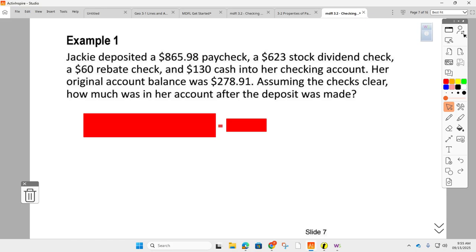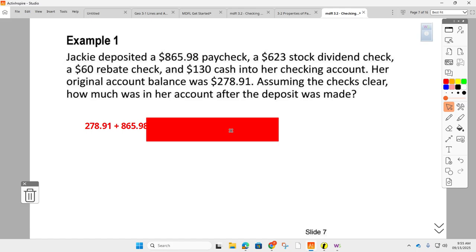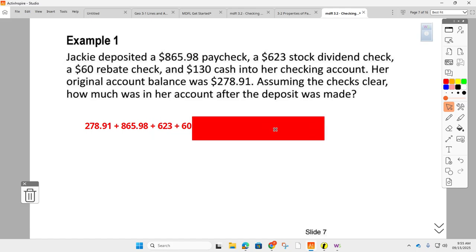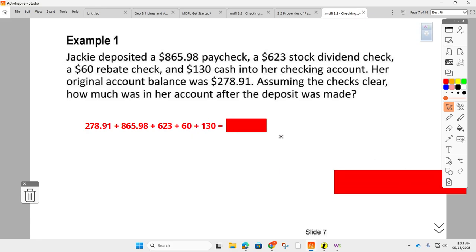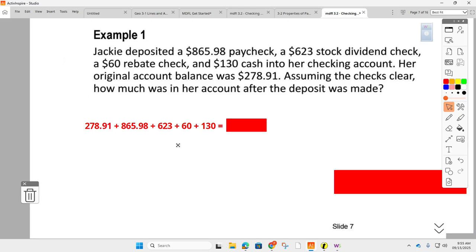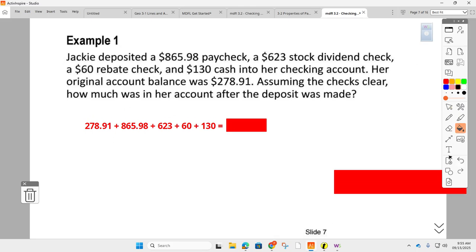So all of these amounts, except for her account balance, are credits to her account. So all of these things get added to her starting amount, and then that was her paycheck, then her stock dividend check, then her rebate check, and $130. Add those all up, and that would be the amount in her account after the entire deposit was made. She deposited it all at one time, so we consider that one deposit.